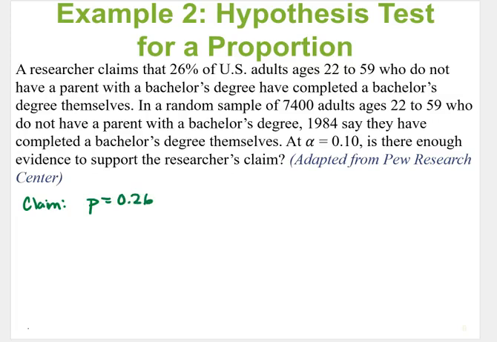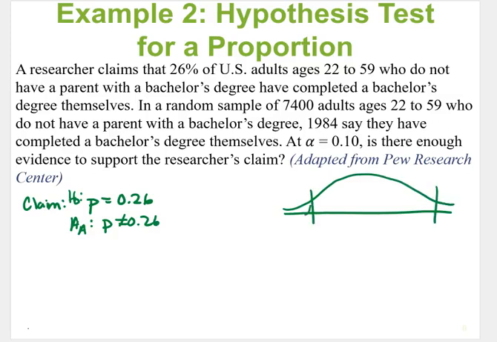Doesn't say less than or greater than, so that's definitely my null. My alternate is then going to be p is not equal to 0.26. All right, so this is definitely going to be a two-tailed test. So I'm going to come over here and sketch my picture. Two tails. There we go. So there are my rejection regions.